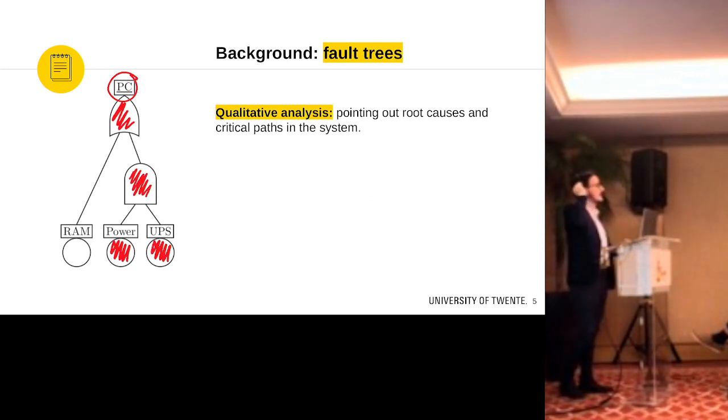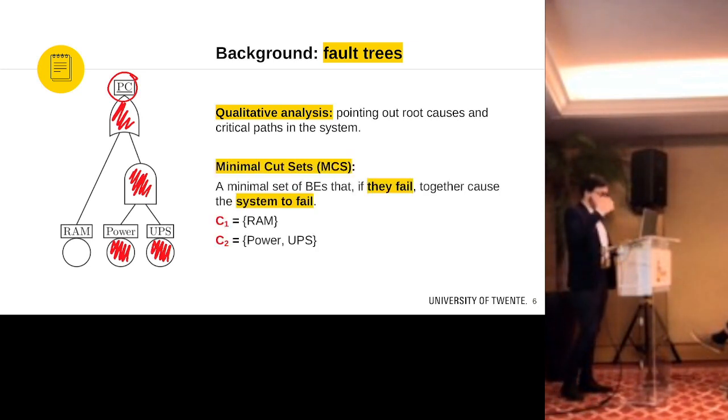You can perform quantitative analysis, as we saw in the previous presentation, but you can also perform qualitative analysis, which is quite useful because it points out root causes and critical paths in the system that you have at hand. A construct that is usually present in fault tree analysis is minimal cut sets, which are minimal sets of leaves such that if they fail, they together cause the system failure. In this case, just the RAM propagates the failure to the top level event, or just power plus UPS, because they activate the AND gate and consequently the OR gate.